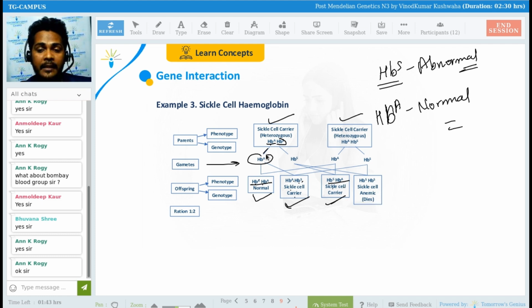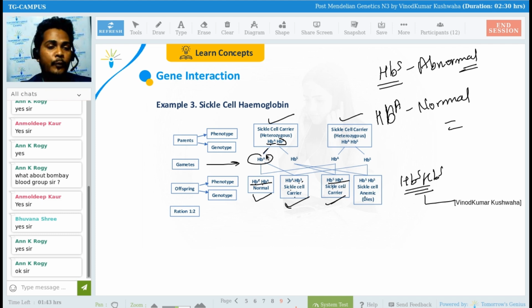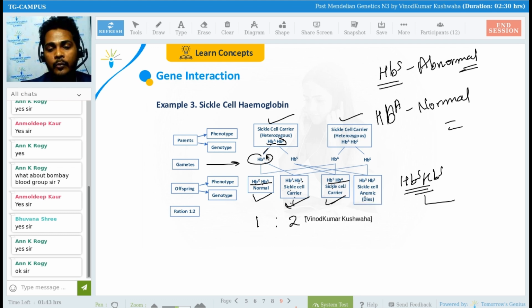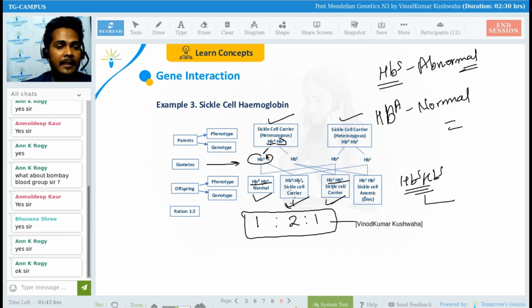But the person having HBS, these are the sickle cell anemia, and the person may die in a few days, we can say, right? So you can see the condition. This is the normal, so this is 1. This is the carrier. The number is 2, so it becomes 2. And this is 1. So the ratio is 1:2:1. So it is again the codominance condition. Clear? So this is an example related to sickle cell hemoglobin.